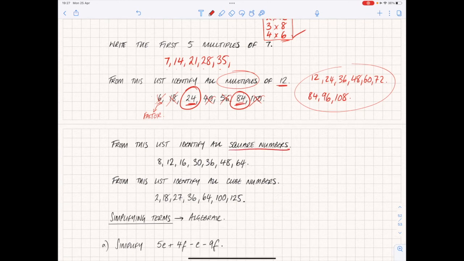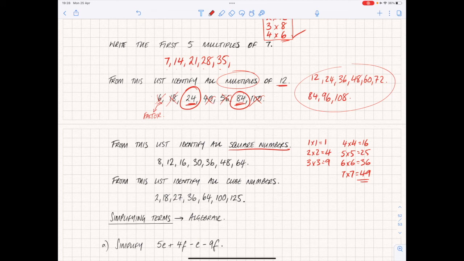All square numbers. So 1 times 1 is 1. 1 is a square number. 2 times 2 is 4. 4 is a square number. 3 times 3 is 9. 9 is a square number. 4 times 4 is 16. 5 times 5, 25. 6 times 6, 36. 7 times 7, 49. So if you don't know your square numbers, write them down. Go through it step by step.